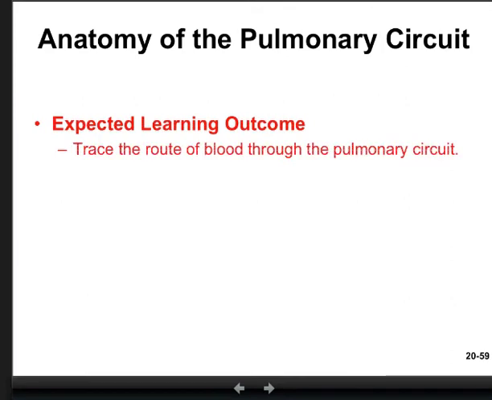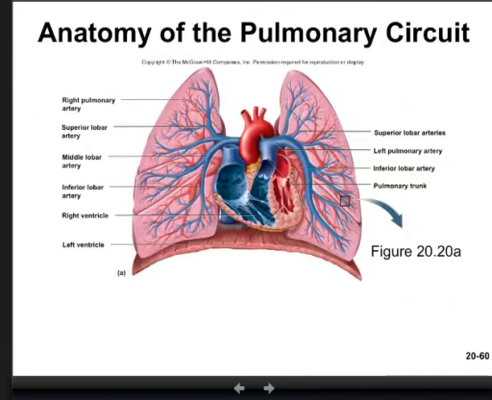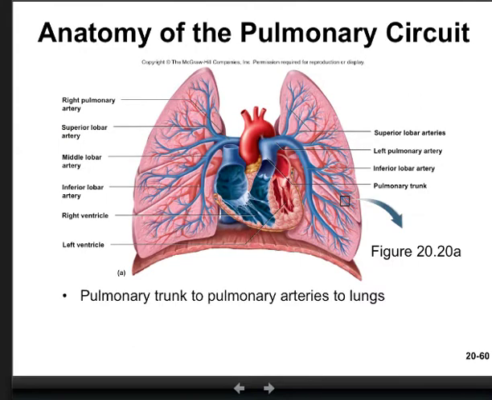Okay, we'll look at the anatomy of the pulmonary circuit and trace the route of blood through it. And here you can see the pulmonary circuit. The pulmonary trunk leaves the right ventricle and heads via the pulmonary arteries to the lungs. Now, remember that in the pulmonary circuit, the arteries contain deoxygenated blood and the veins contain oxygenated blood. This is the reverse of the systemic circuit.